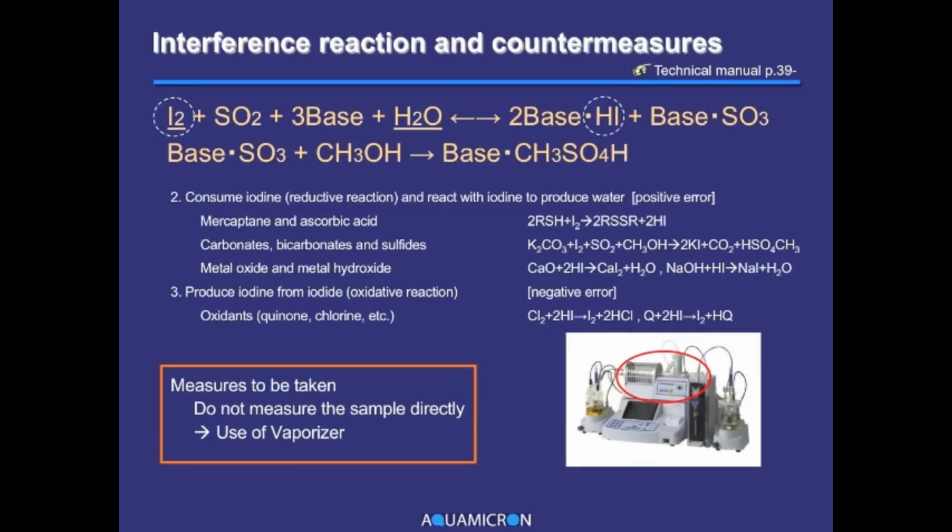Interfering substances in the second category react with iodine to form iodide anions, or react with hydrogen iodide to form water, and as a result they make the observed values higher.